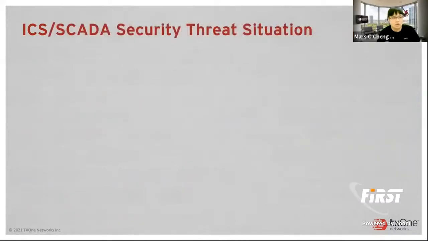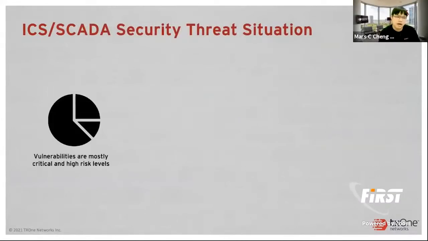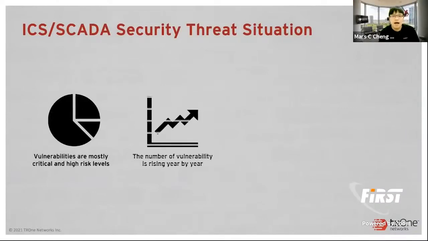So we conduct a small summary about this moment. The nowadays ICS data security situation is, we know the vulnerabilities are mostly critical and high risk level. And the second one is the number of vulnerabilities rising by year. So attackers have many useful tools and many resources they can use to try to compromise that.